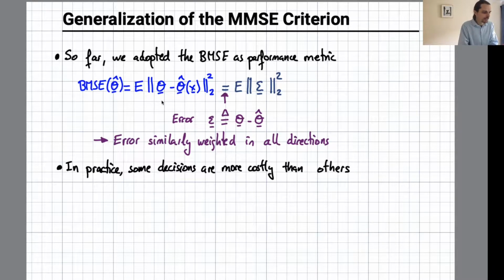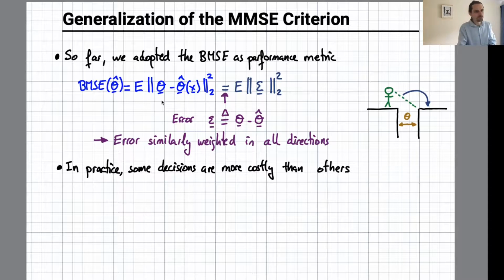However, this form of symmetry does not really emerge in many practical situations. So this could be a very simple example. Suppose that you would like to jump to the other side of a hole on the ground. Since this is a mental experiment, we can assume that the hole is infinitely deep, okay? So let's look at the cost of making estimation errors, essentially.